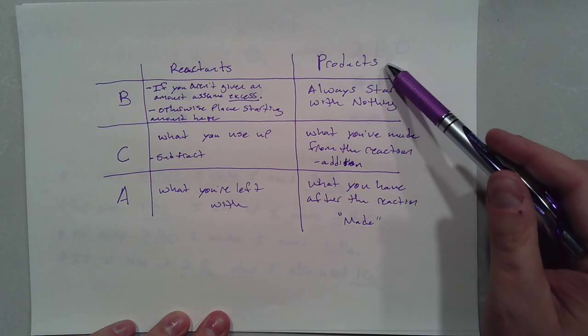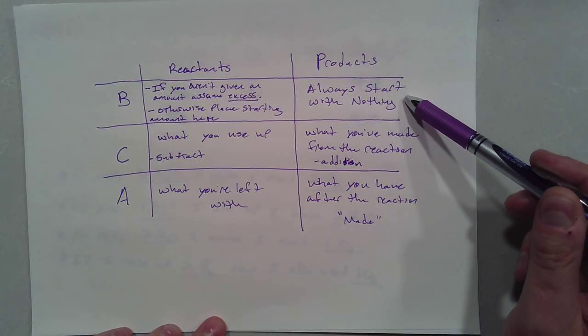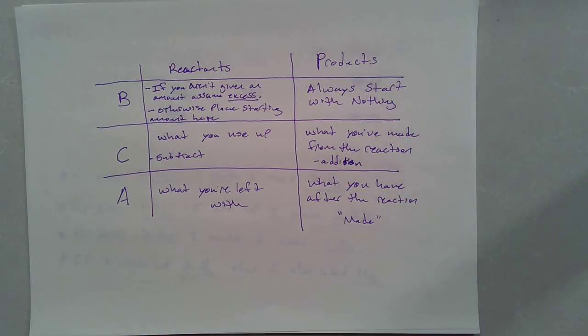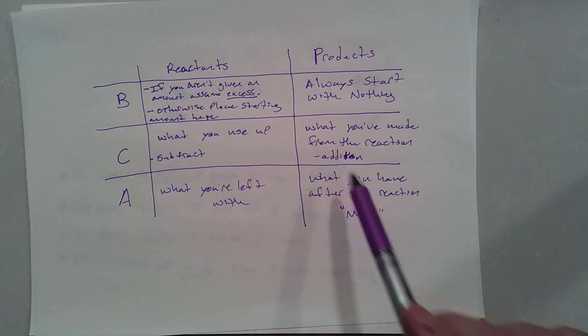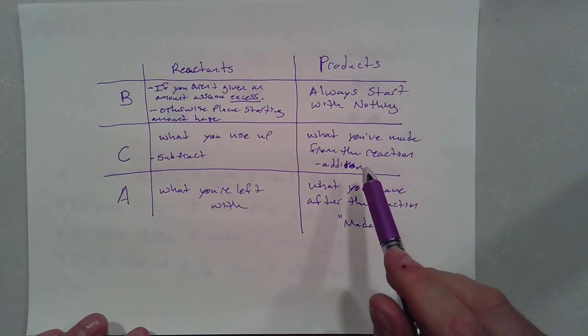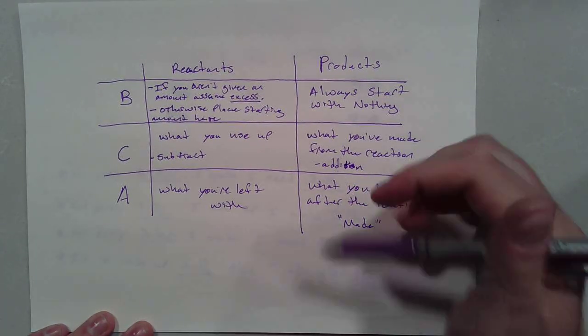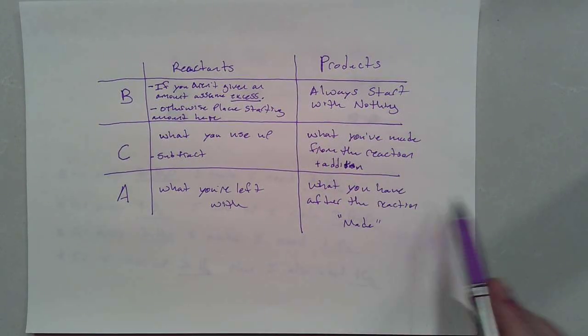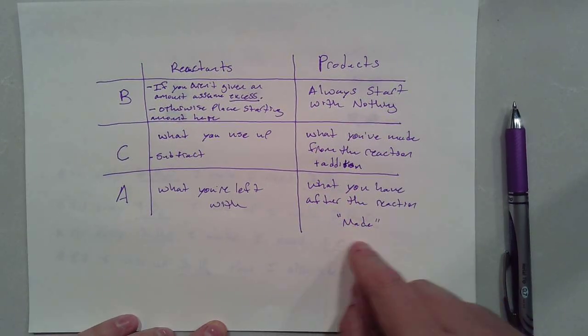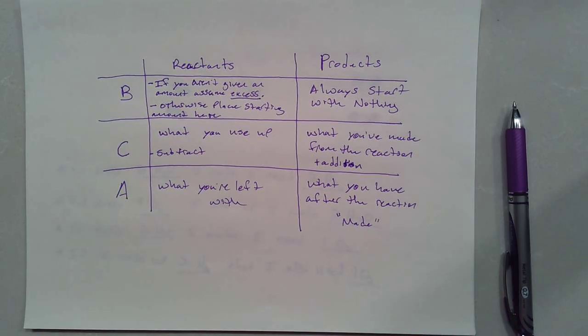Now the products. This is the easy one. This number should always be 0. You don't start with anything. If all I've done is gather bread and cheese, I have not made any grilled cheese sandwiches. Therefore, I have no product, nothing made yet. So what you're making from the reaction is what goes here, what goes in this change column. And this is going to be an addition. Let's actually make that an addition sign so it's a little easier to read. And what you have after the reaction is what will be made, so the final number of things.